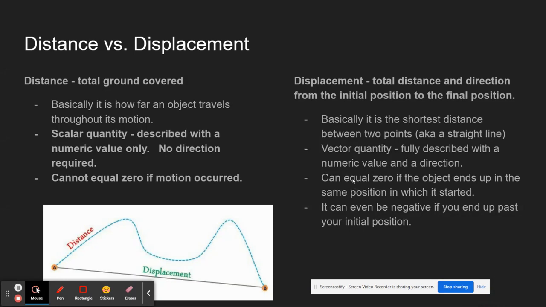It can equal zero because if I walk 10 steps this way, turn around and go 10 steps back, guess what? I'm right in the exact same spot where I started. So my displacement is zero. It can even be negative if I were to walk past that, because I walk past my point of origin. We're going to do a lab with this where we explain that. So displacement is relative, from where you start to where you finish. Distance is just the total ground covered.